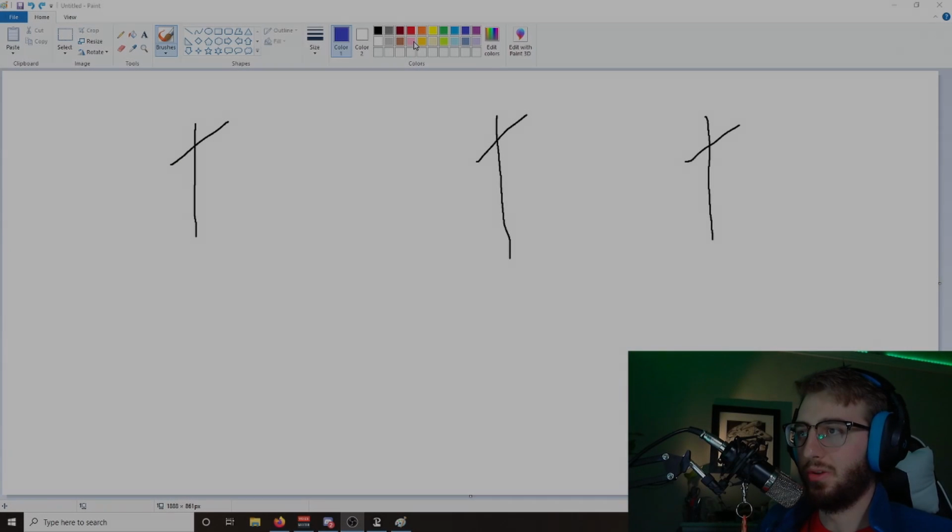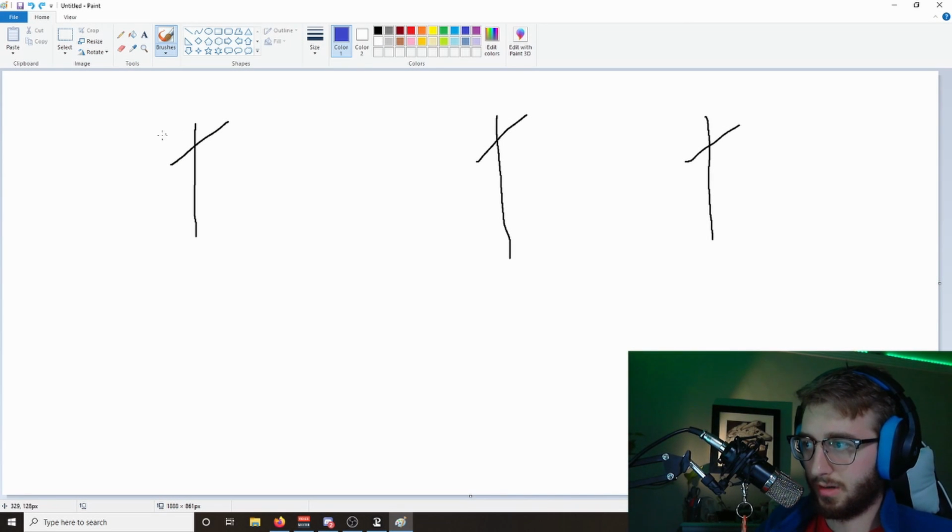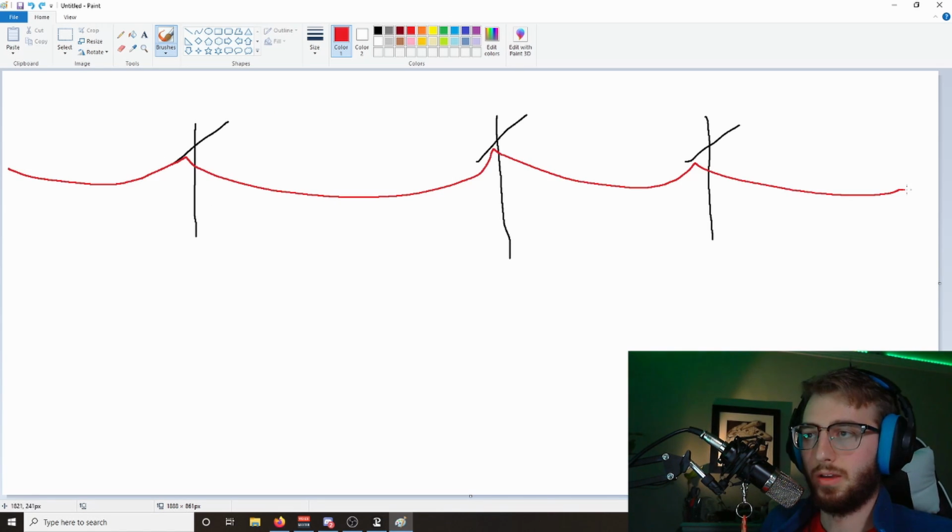I drew some beautiful, beautiful power lines here. And I'm going to draw a red one. That's not red, holy moly. And then we're gonna draw a blue one.